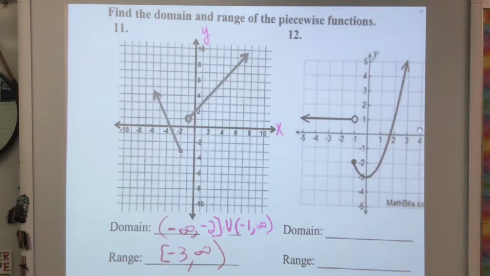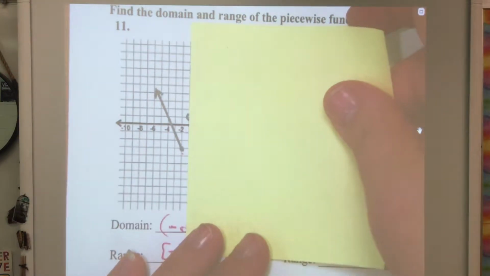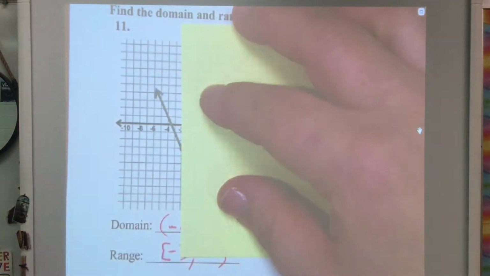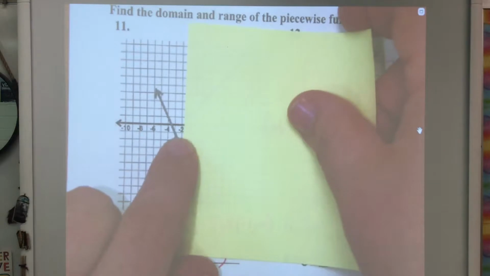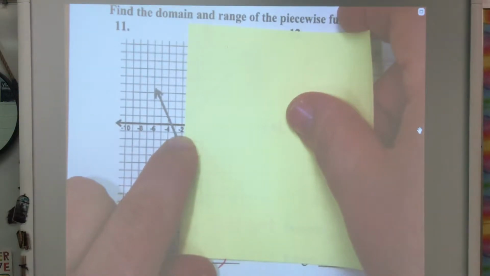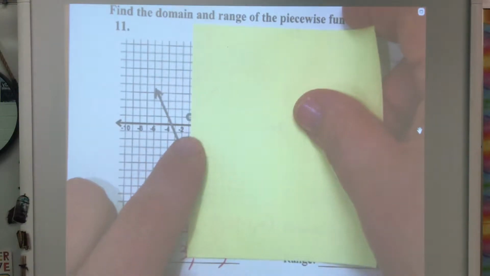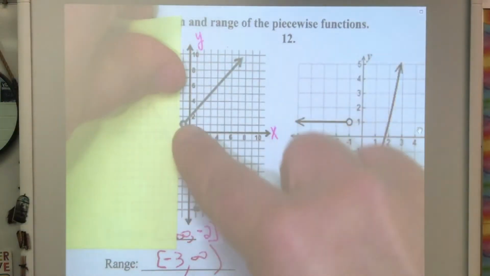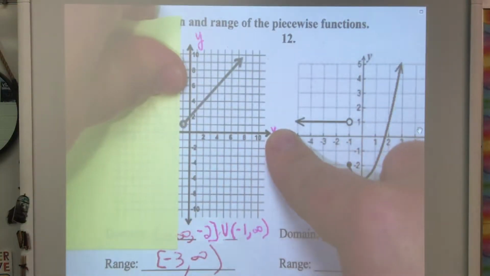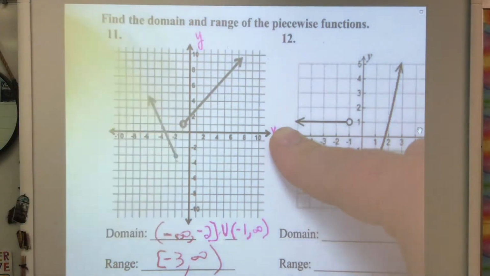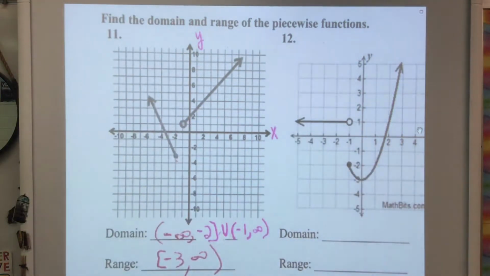And if I were to try to say, hey, there's a starting and stopping point, well, yeah, there is, because it goes all the way to here. So it goes from negative infinity and stops at negative 2. And then it starts again at negative 1 and continues to infinity. So if you need to, during your quiz, borrow one of these stickies or a couple stickies, go ahead.